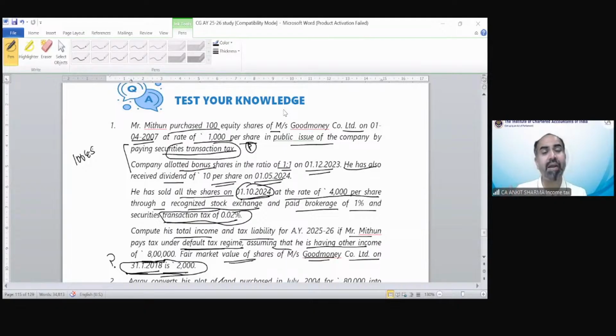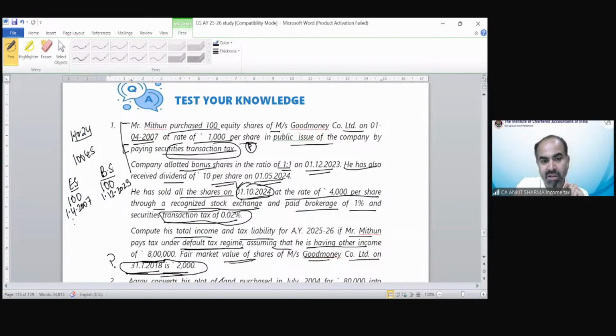So you can see a question always tries to explain that, look, I am telling you this information and you have to find out what is the implication. So we have to solve this question. You have seen we are having two kinds of shares, normal equity shares and bonus shares also. We were having 100 equity shares, and of course 100 bonus shares. The purchase date of the original equity shares was 1st April 2007. And the bonus share allotment was 1st December 2023. And these have been transferred on 1st October 2024.